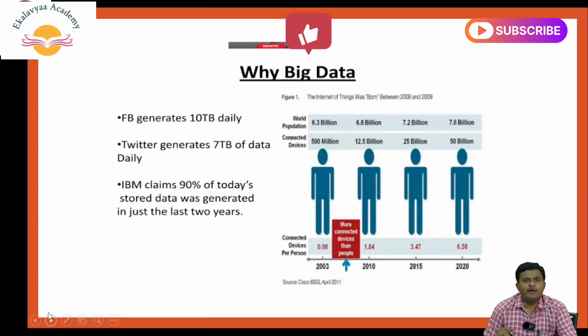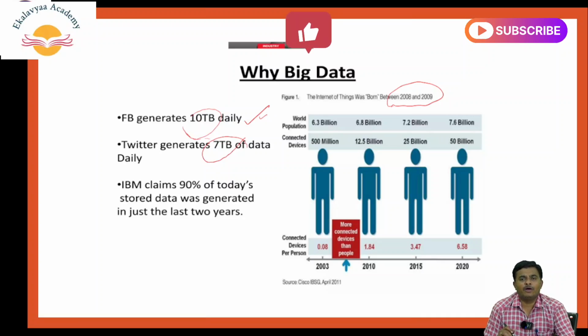Now, why big data? Continues. Facebook generates 10 TB of data daily. That is, the users who use Facebook for posting photos, videos, and posts are approximately generating 10 TB of data. And then Twitter generates 7 TB of data daily. So these are the figures according to 2008 and 9, but it has now drastically improved.